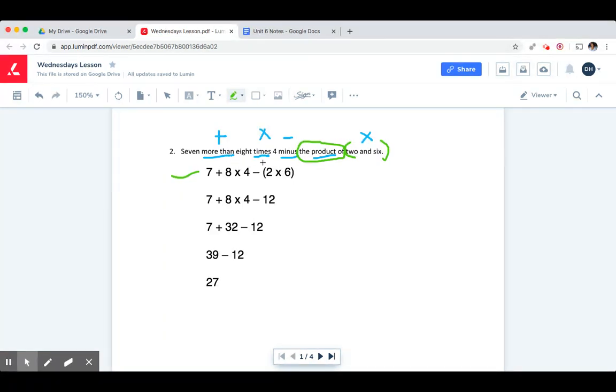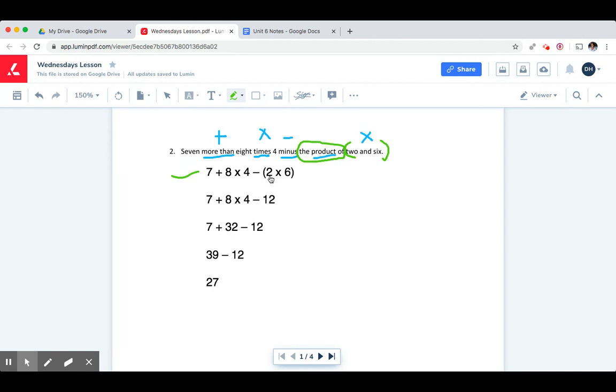8 times 4 is not in parentheses because our phrase does not use order words. It does not say the product of 8 and 4. It just says 8 times 4. So therefore, you did not need parentheses there.